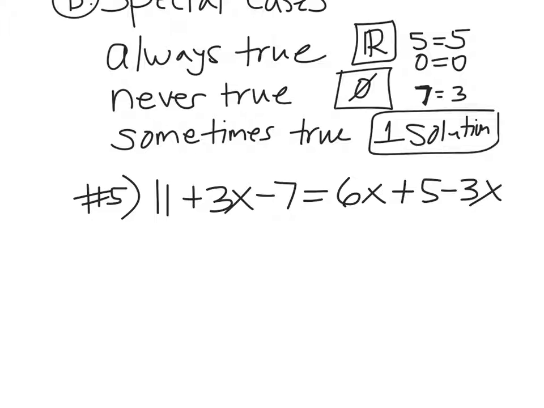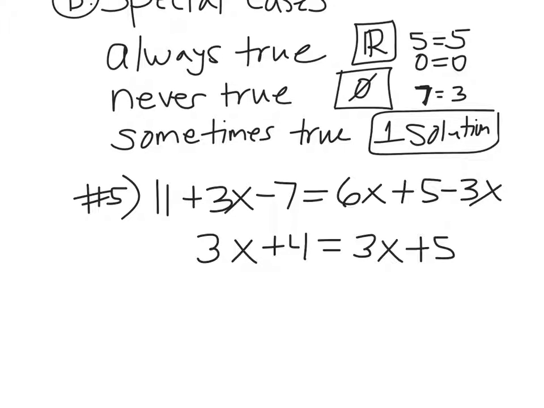Okay, you look at something like this, and you might be able to do a little bit of it in your head and figure it out, but let's go ahead and show work, in column form down the page. The first thing I'm going to do is combine my like terms on each side. On the left side, I have 11 minus 7. What's that? 4. So I get 3x plus 4. And over here, 6x minus 3x is 3x plus 5.